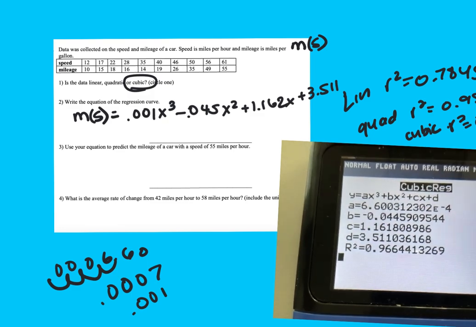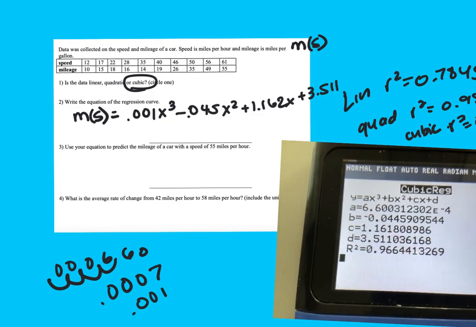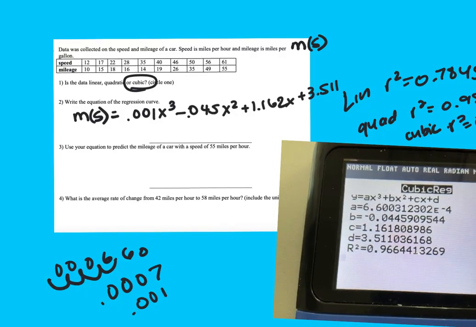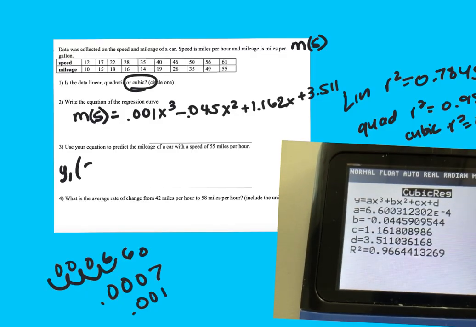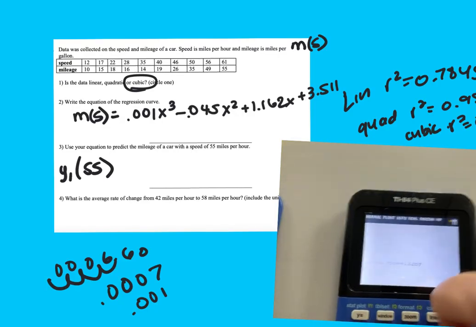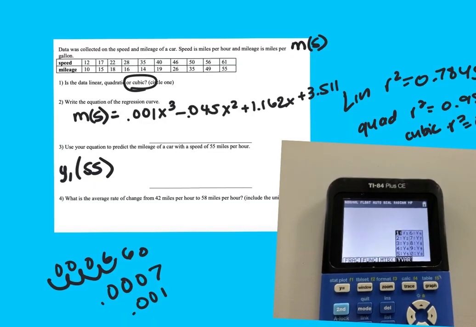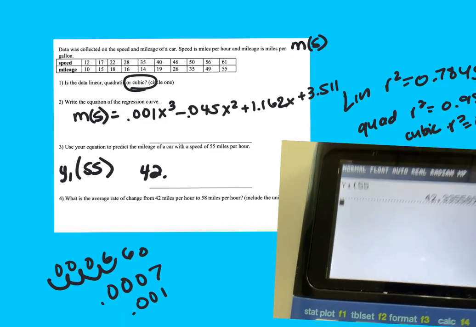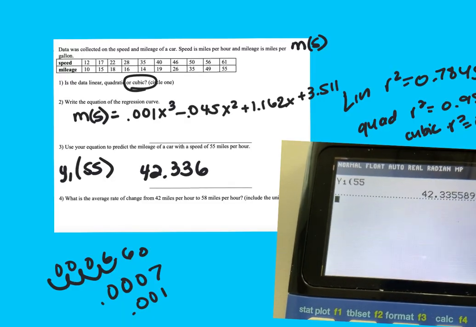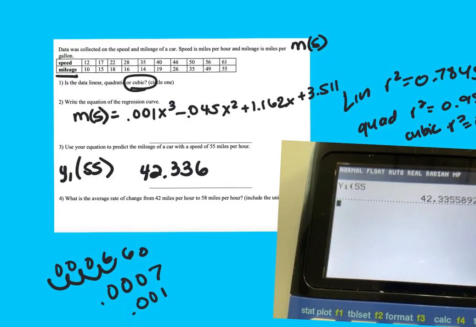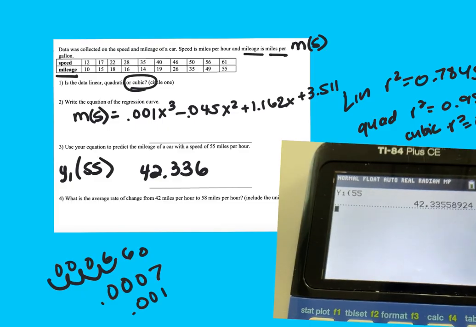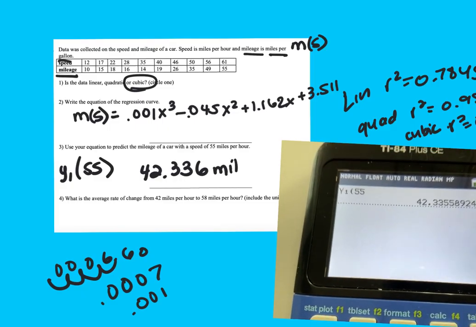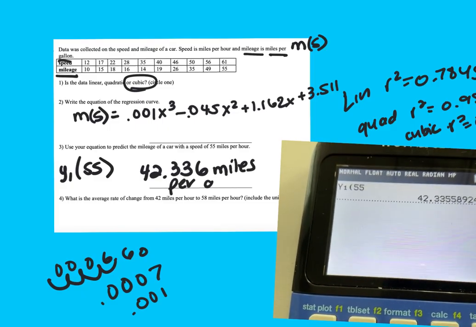So if it says use the equation to predict the mileage of a car with a speed of 55 miles per hour, okay, what is that? Is that your input or your output? Your input. So I'm doing y1 of 55. So second quit, alpha, trace, y1, 55. And I get 42.336. And this is in miles per gallon.